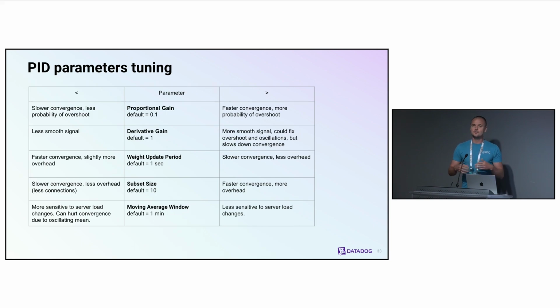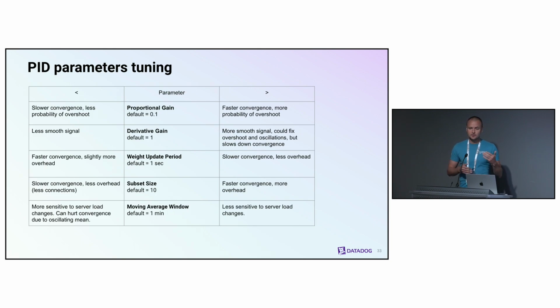So we sacrifice convergence speed a little bit, because we can easily tolerate convergence in the order of seconds or even minutes in some cases. But we want to minimize the probability of overshoot or oscillation. We use the default WRR weight update period of 1 second, which is fast enough for us.